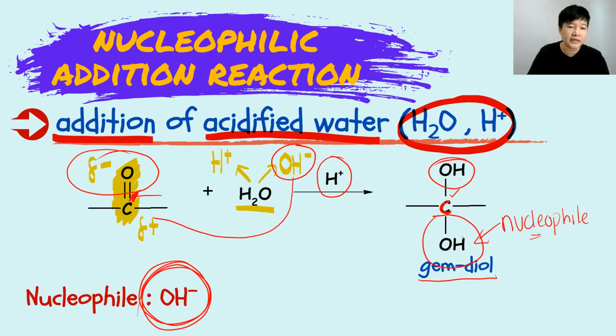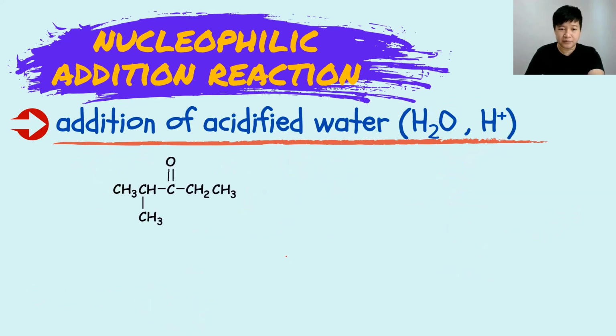OH- will be going into the carbon that is partially positive over here. Simple, easy. And a kind reminder over here, we only focus on the carbon that is holding the C double bond O, your carbonyl group. Let's jump into your first example.